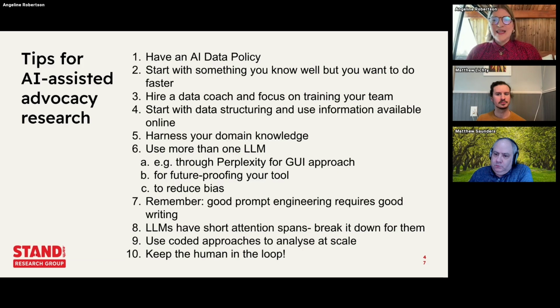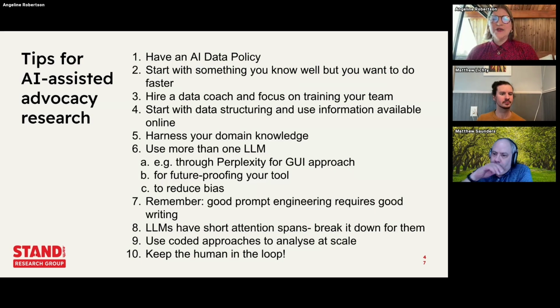Starting with data structuring and using information available online. This has been, I think, the part where we have seen the best benefit, getting AI to do the grunt work. Using information available online, typically we're not out there collecting data from the field. We're using and integrating and doing meta-analysis. So this has been an easy piece of this for us.